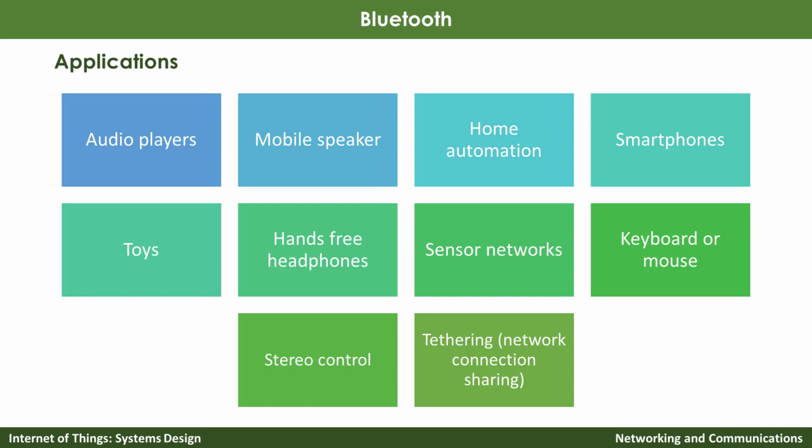Typical Bluetooth usages are audio players, mobile speakers, home automation, smartphones, toys, hands-free headphones, sensor networks up to a certain level, keyboard and mouse connectivity, stereo control, and network connection sharing, especially if you want to share your 3G connection with your computer and the computer doesn't have an internet connection. You can switch on internet connection sharing, and then your laptop will connect to the mobile phone over Bluetooth, and the phone will provide you access to the internet over its 3G capability. In short, we call this capability tethering.